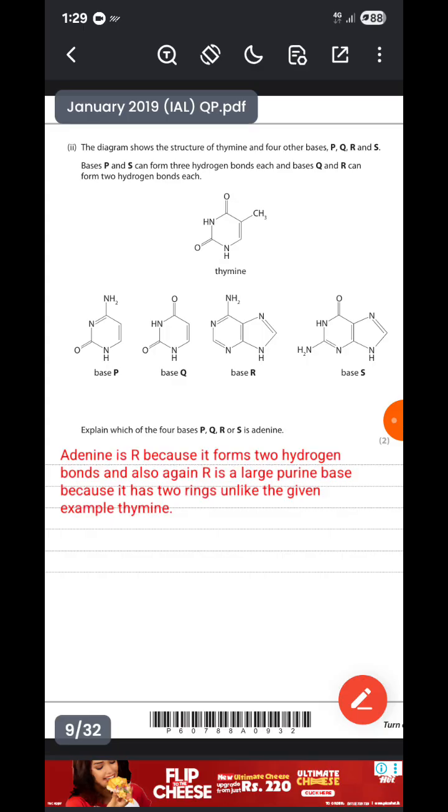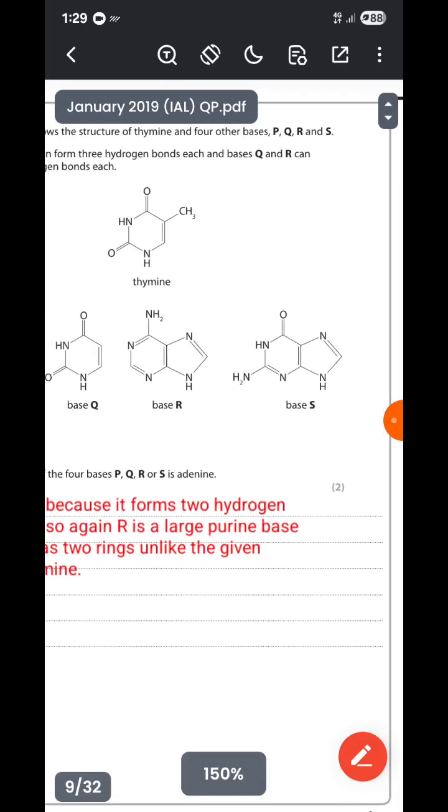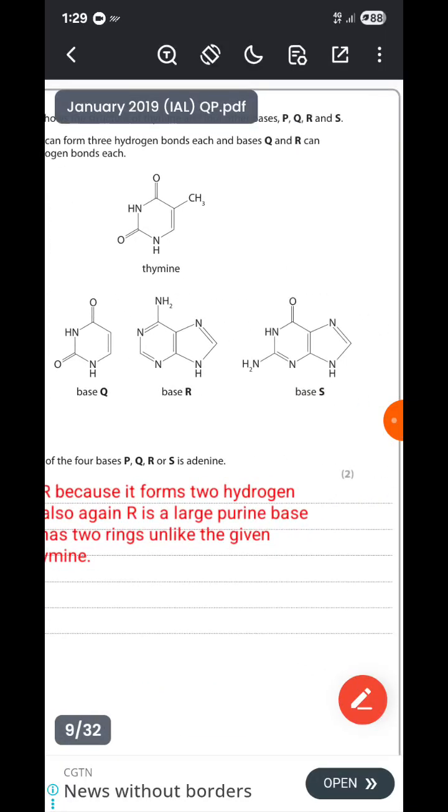So now just forget about P and Q, because we know they're asking about adenine. So we know adenine is a purine and it has 2 rings, but P and Q don't have. So they can be either cytosine or uracil. But we have to consider R and S. So it's R, because you can see S is guanine because it has H2N, and then it has H, and also you can remember that it has a double bond oxygen. And you must remember that adenine doesn't have that. So because of that, it's adenine.